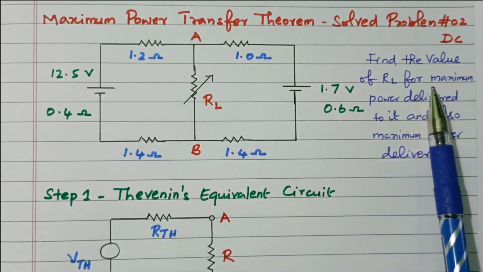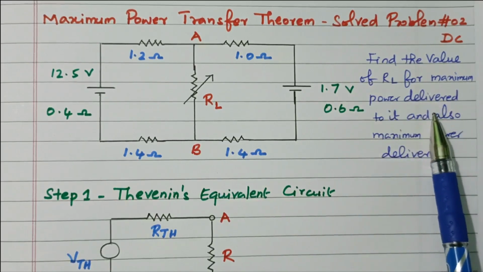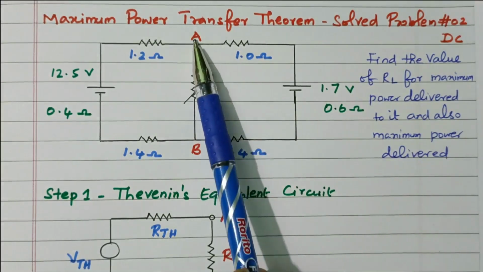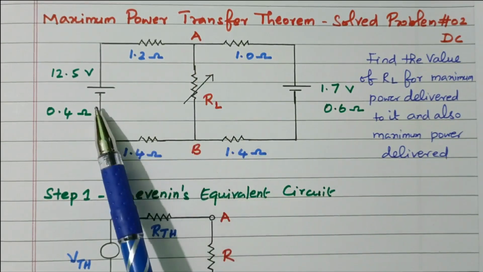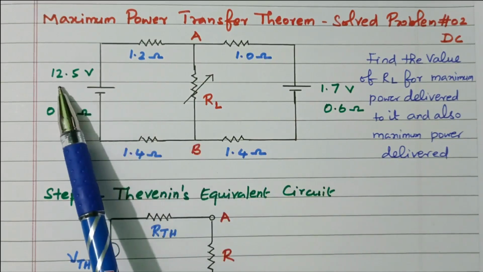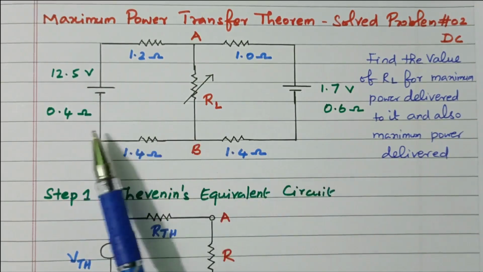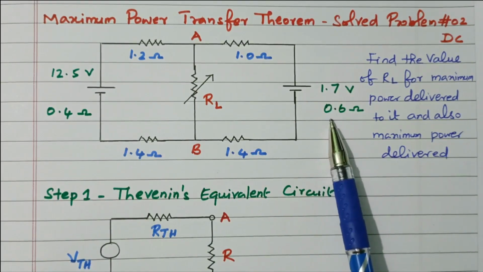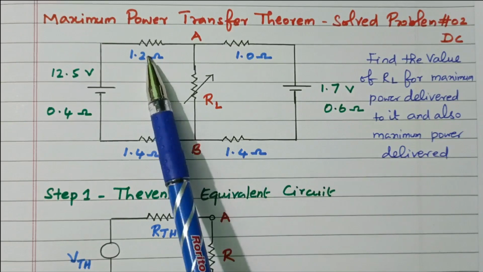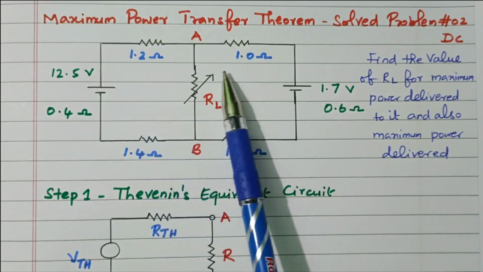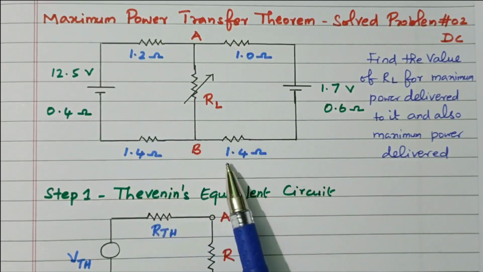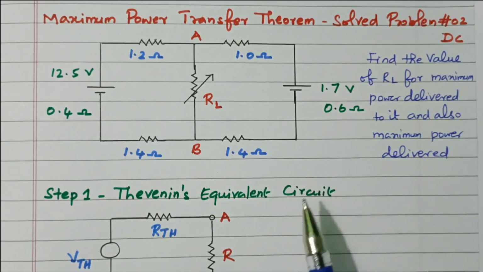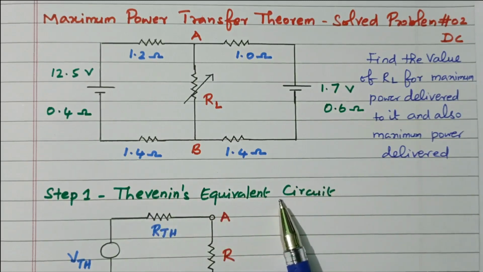The condition clearly says maximum power is delivered, so we can apply the maximum power transfer theorem to this circuit. The load terminal is marked as AB. We have two voltage sources available, 12.5 volts with internal resistance 0.4 ohm and 1.7 volts with internal resistance 0.6 ohm, and four resistors are available: 1.2 ohm, 1 ohm, 1.4 ohm and 1.4 ohm. In order to apply the maximum power transfer theorem, we need to find the Thevenin equivalent circuit.